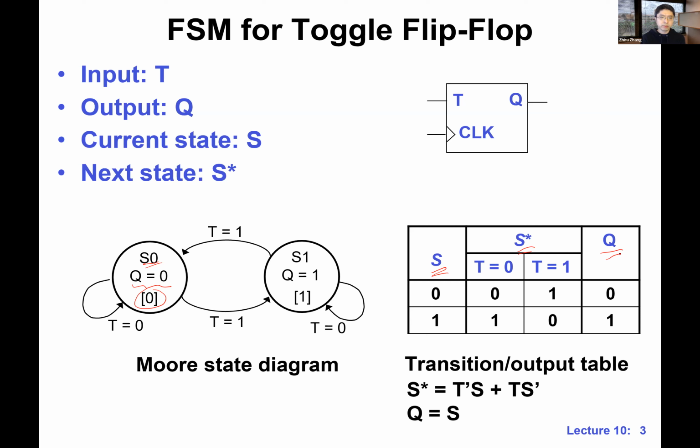So this is the expression for the next state logic, and the expression for the output. For the output, it's not too surprising. And for this one, it is basically an XOR gate, which is something that we have already learned.